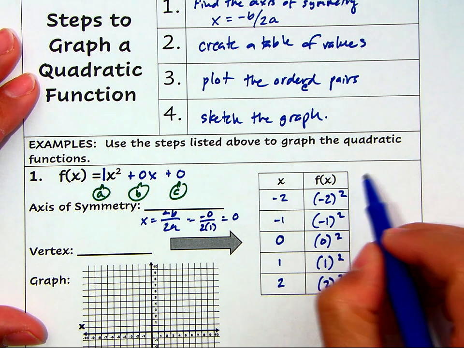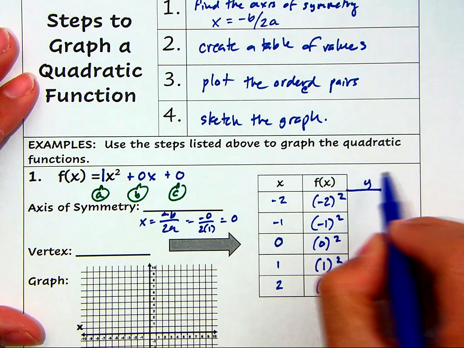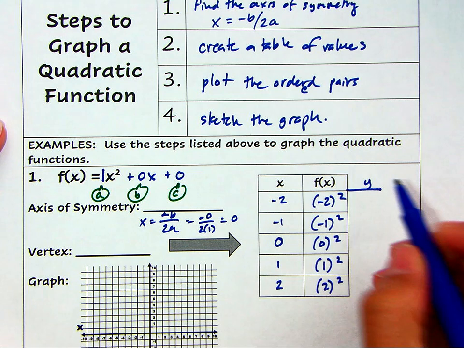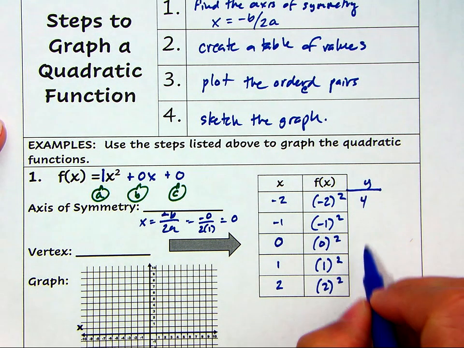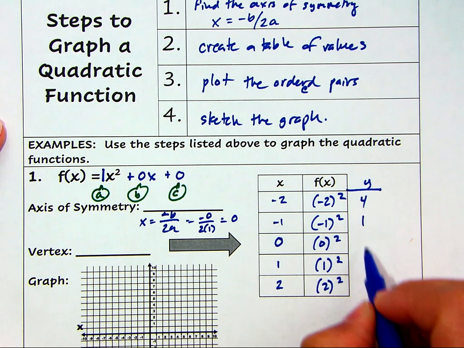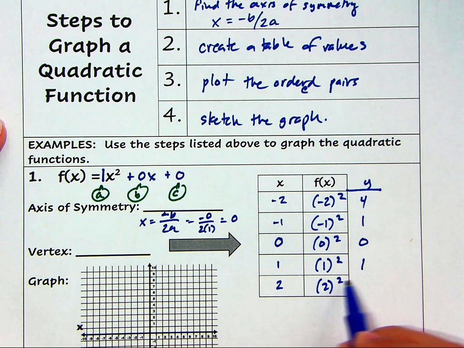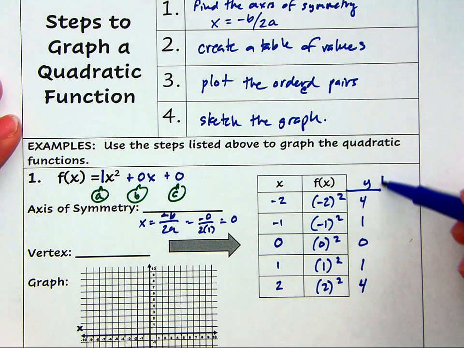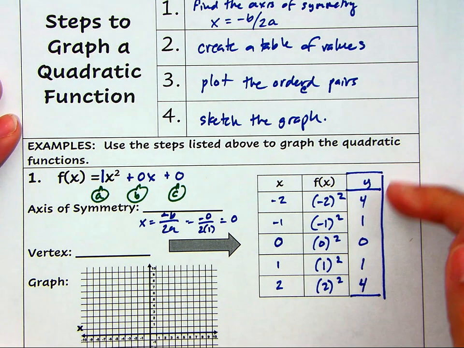And then I'll just use my calculator to produce the y value. Or these ones we can just do in our head. So -2 squared is just -2 times itself, so +4. This would be +1. This would be 0. This would also be +1. 2 squared would be 4. So I just added an extra column there with the y coordinates.